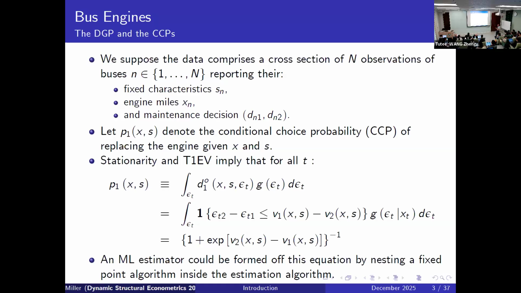So you can only make one of these decisions. So the sum of the D's is equal to 1.